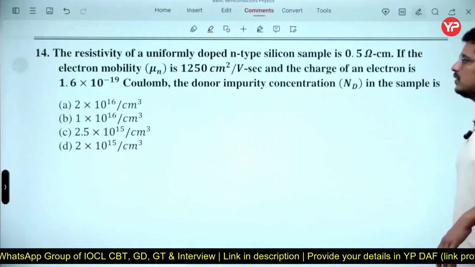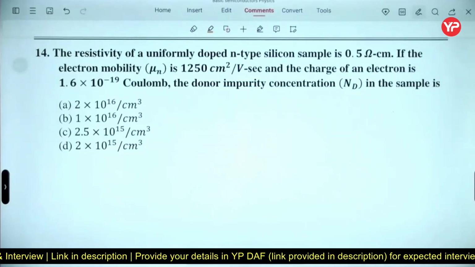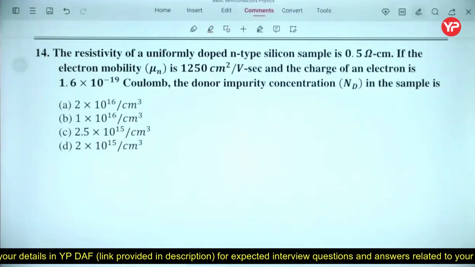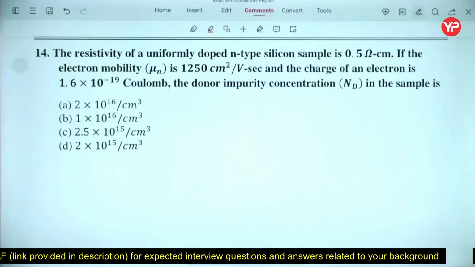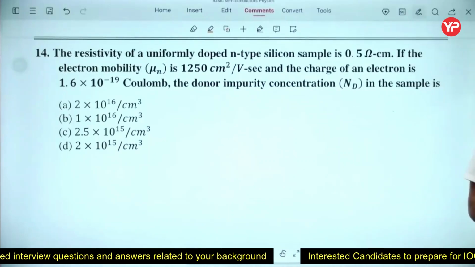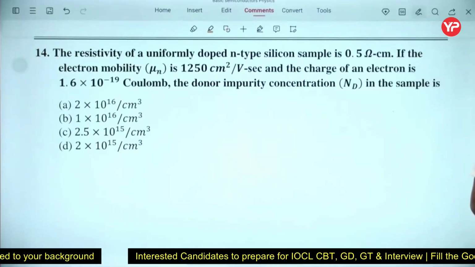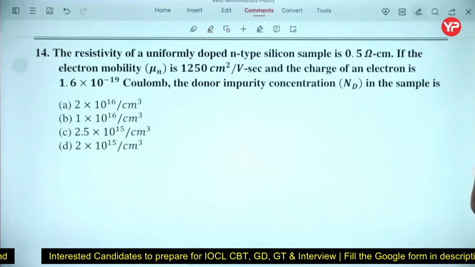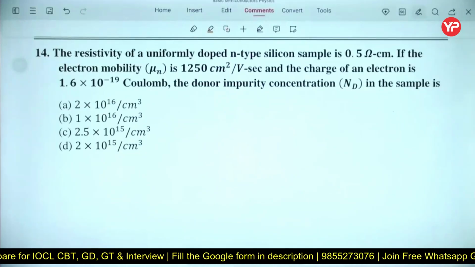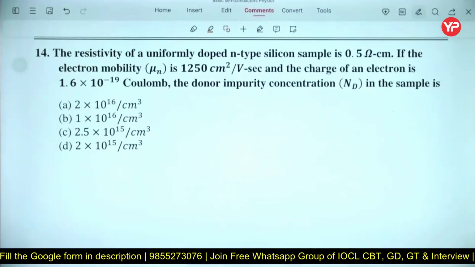Okay. The resistivity of a uniformly doped n-type silicon sample is this one. If the mobility of the electron is that one, and the charge on one electron is that one, then we have to calculate the ND. Yes, do it. From this resistivity, first calculate the conductivity, then apply the conductivity formula. Conductivity is n q mu n, and from that you will get the n value. Right? From this resistivity, first convert that into conductivity.